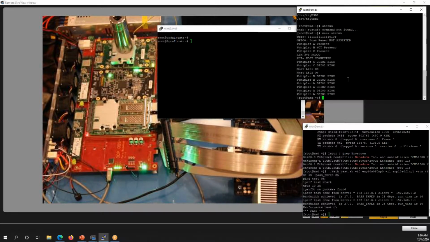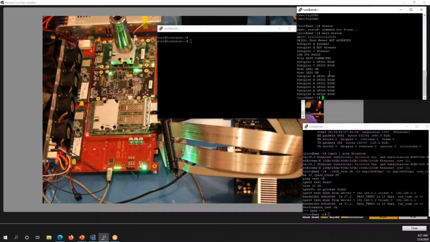So yeah, you'll be able to see the status. The first line is the GPIO value that is being returned by the USB UART. That is for reference, and then it is enumerated to the value. The preset is not asserted right now. The 3.3 volt power good means that we are getting the voltage and it is good. The PCIe host is connected, and all the GPIOs are in high state right now.